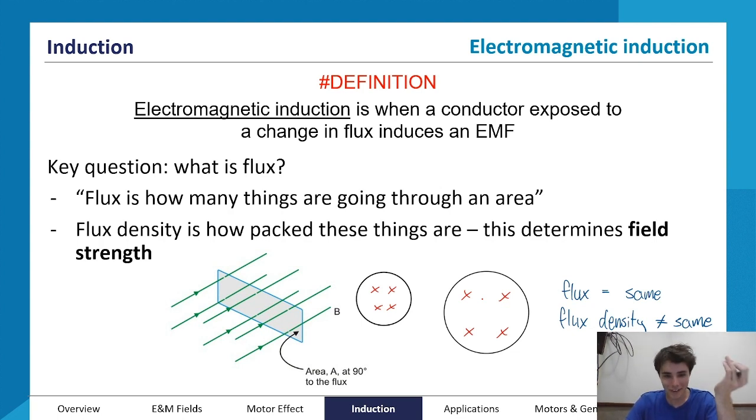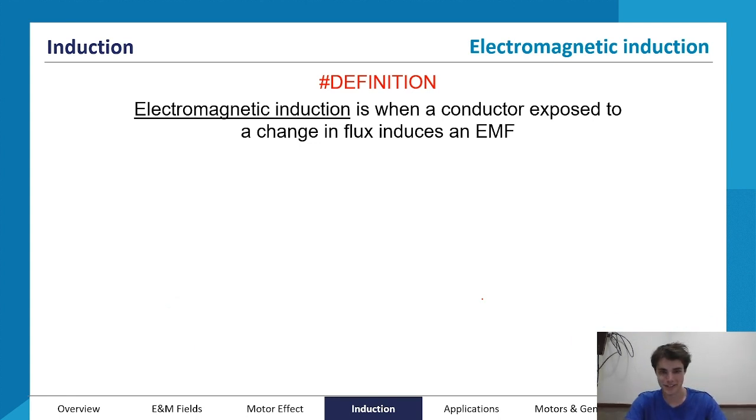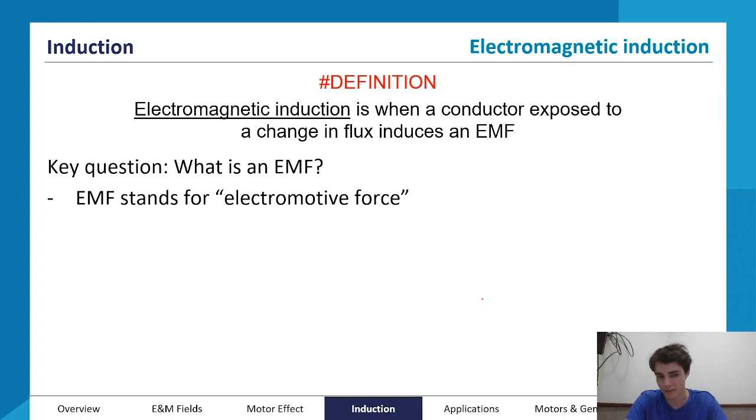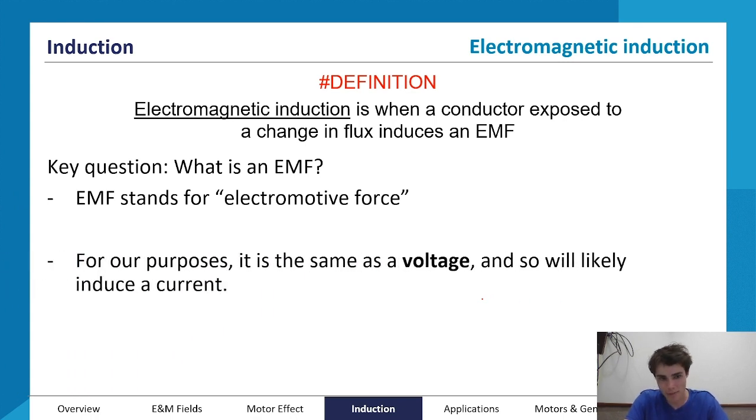So yeah, the flux is how much stuff is actually in an area, whereas flux density is how packed those things are into that particular area. That's what magnetic flux is. But what we're also interested in is, well, what's an EMF? Now, the definition of EMF is electromotive force, but for our purposes, it's basically a voltage. It's measured in volts for our purposes. So you can basically read this as a voltage.